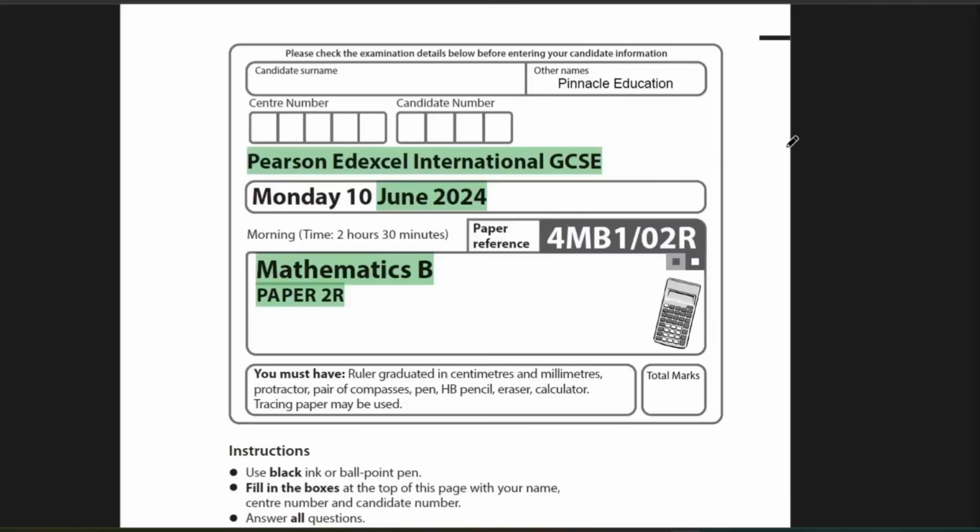Hi everyone, in this video, we're going through Edexcel International GCSE, June 2024, Mathematics B, Paper 2R. Let's look at the first question.